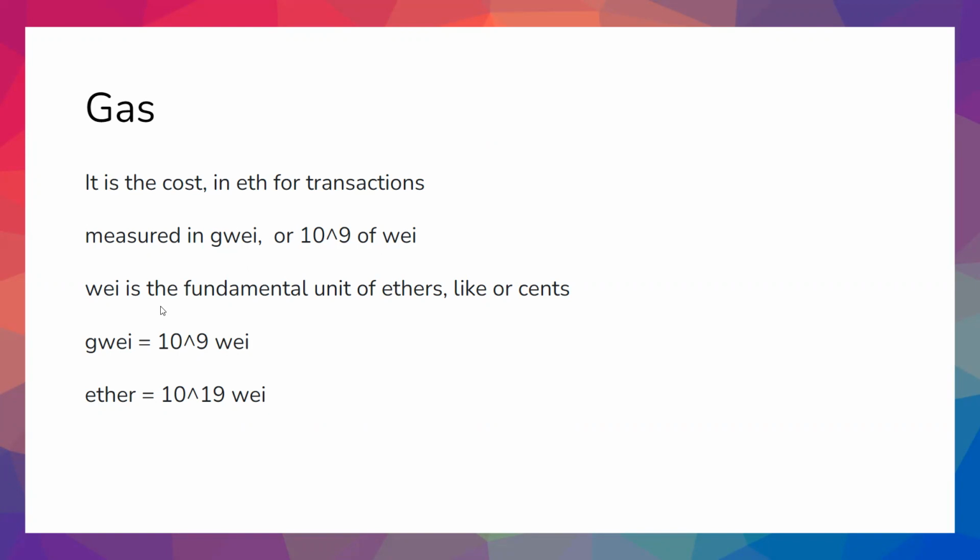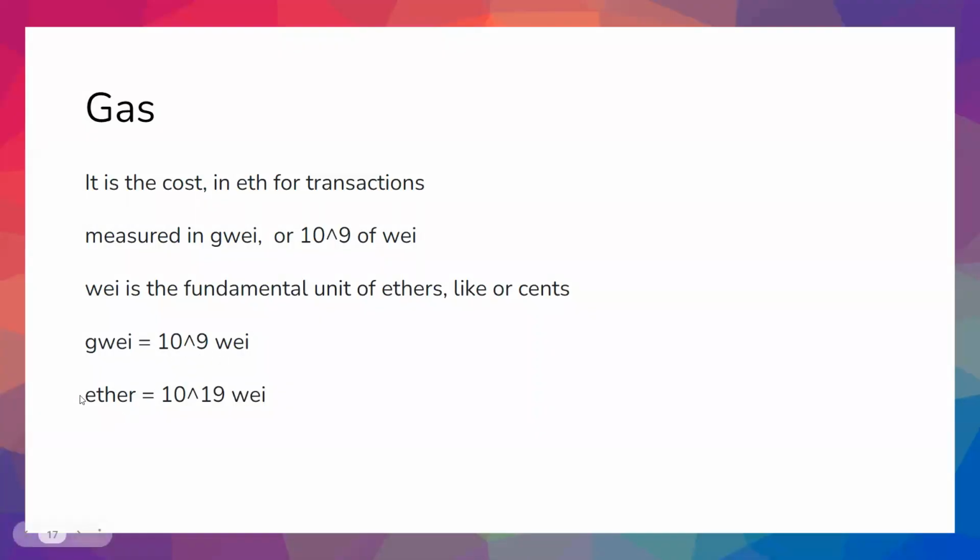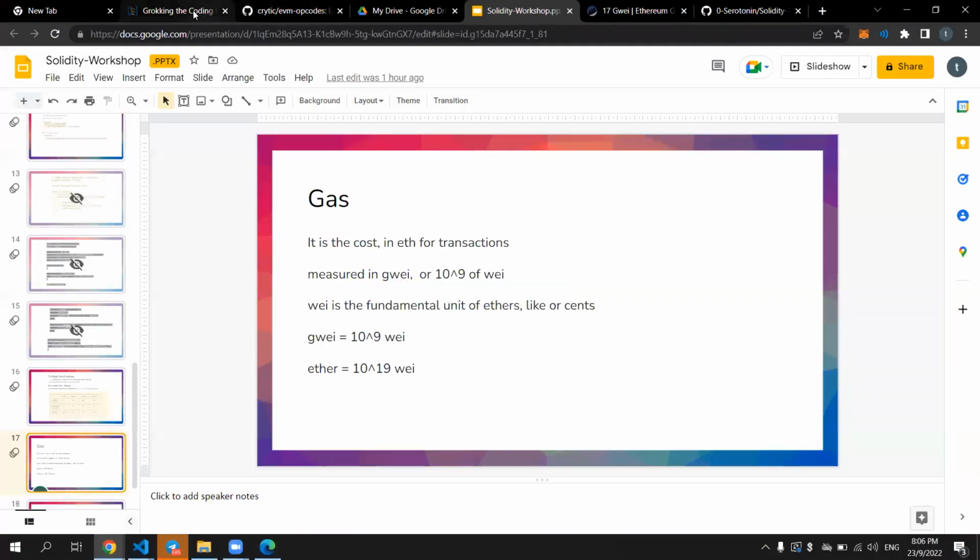It's like your cents. It's like 1 cent, 2 cents, 3 cents. And then your Gwei is 10 to the power of 9, and your ether is 10 to the power of 19 of your wei itself. And then some of the functions and some of the variables that you store inside the smart contract actually vary on how much gas it will use when it's deployed.